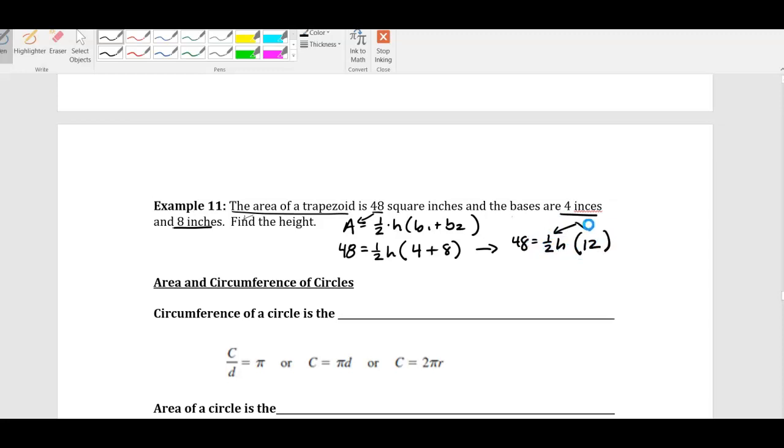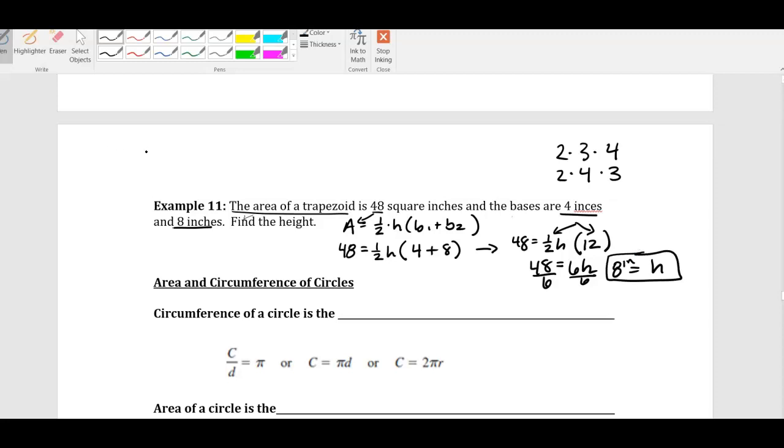I could multiply the 12 and the 1/2, because remember with multiplication, if you have 2 times 3 times 4, it's the same thing as 2 times 4 times 3. You're allowed to rewrite it in a different order, which is the commutative property. So I'm going to take the 48 equals 6h. And then I'm going to divide both sides by 6, and I get h equals 8. And since the area was square inches, this is going to be inches. And then I would always double check and make sure it makes sense.